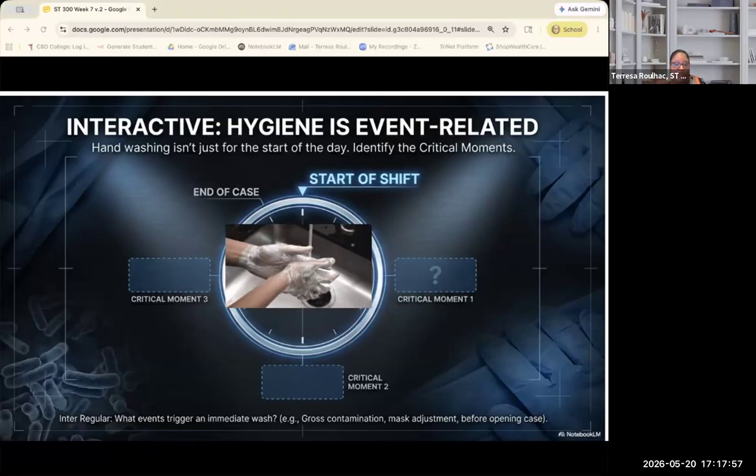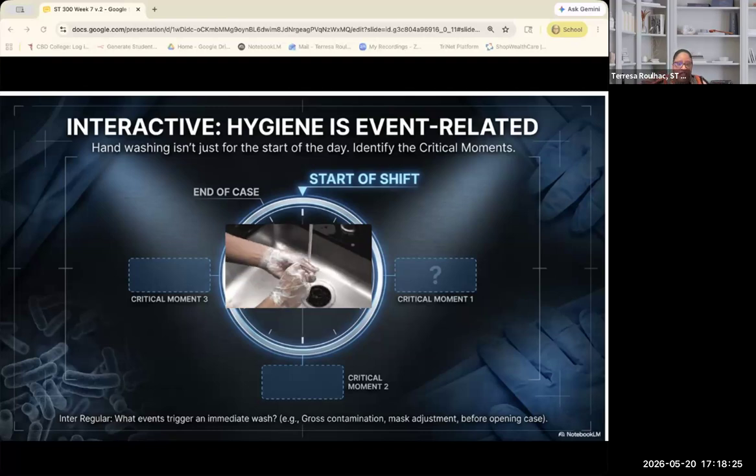The other thing that you guys are going to learn is the amazing surgical scrub, which is unique to any other healthcare individual. Okay. Now, hand hygiene is not a clock-based habit. It's event-based. But what do I mean? It's going to be triggered by actions, triggered by contamination, triggered by contact.